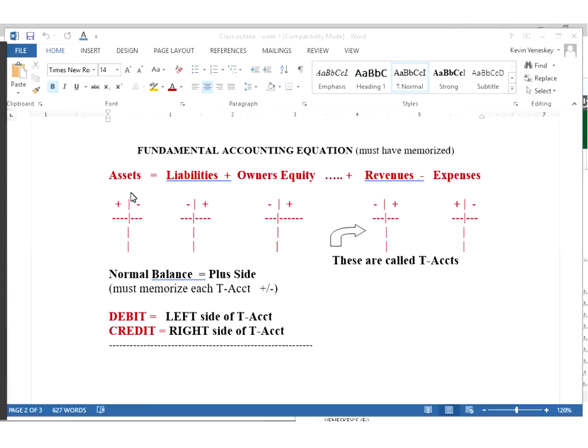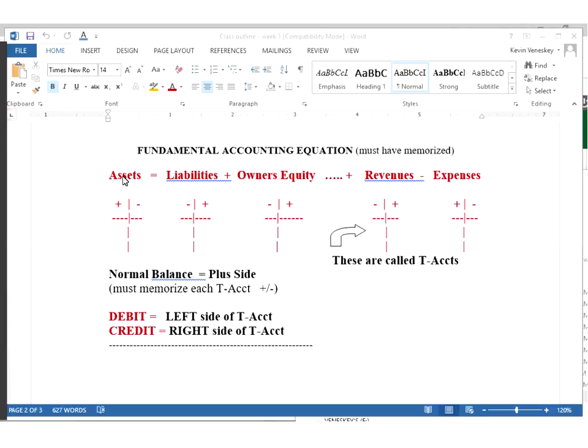What you see here is the fundamental accounting equation. For Accounting 101 and any Accounting 201 and on as you go into intermediate, you have to have this equation memorized. We're going to use this equation throughout the rest of the semester in this class of financial accounting.